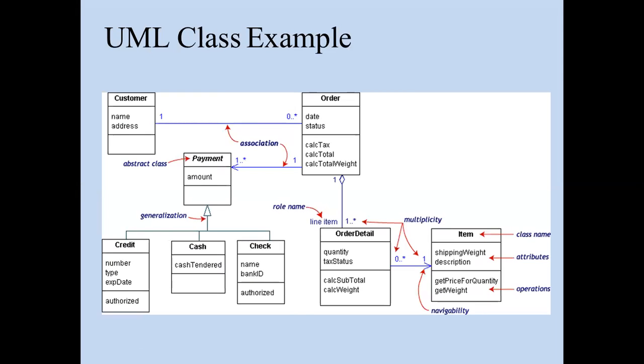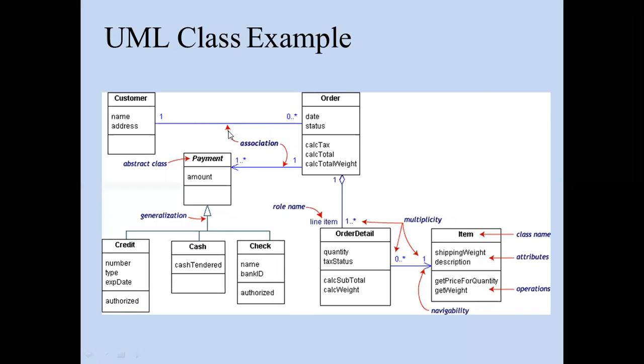Then this is the example. Here you can see the customer class having attributes name and address. Then another class is the order class. Here you can see the relationship or multiplicity, one to many. These are the associations. Here you can see the associations.